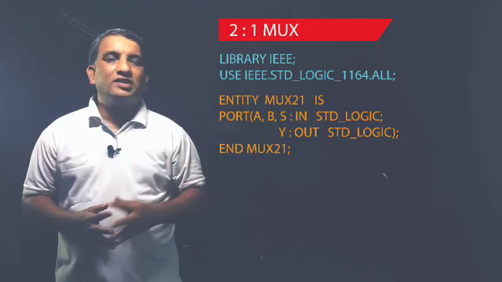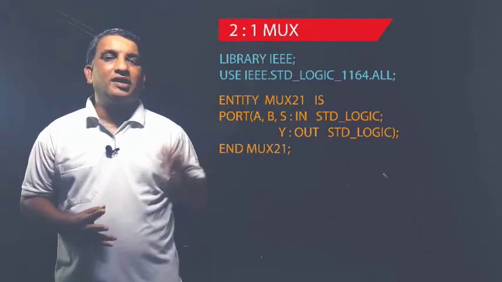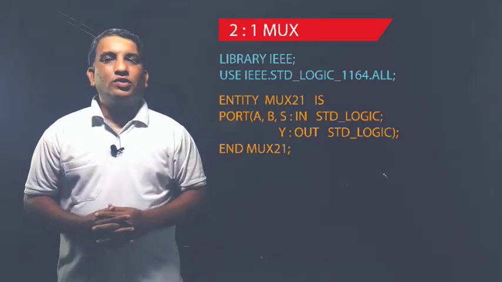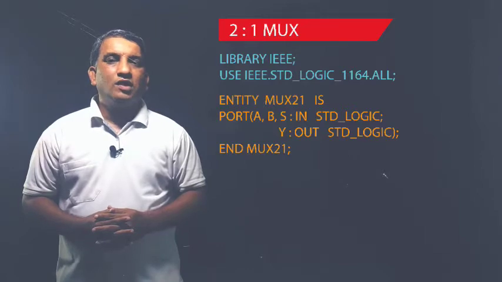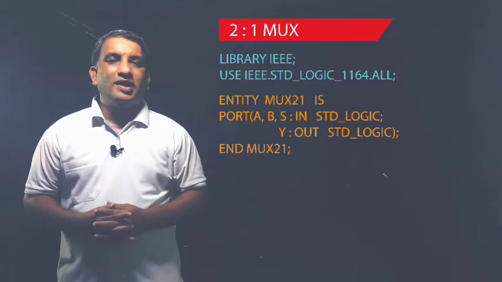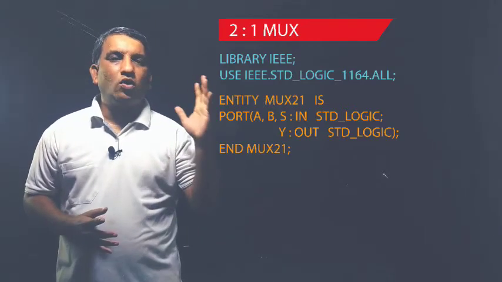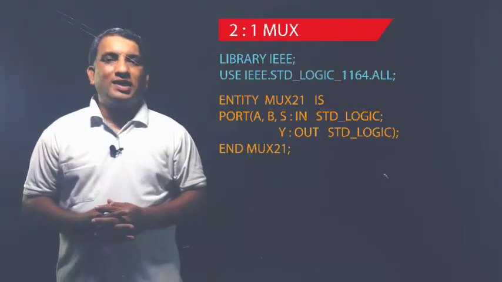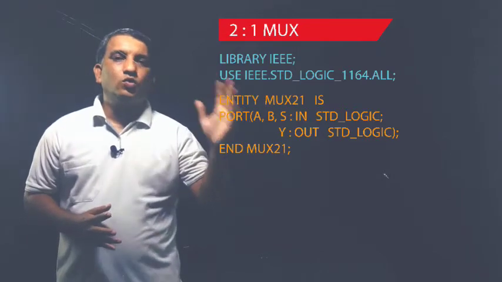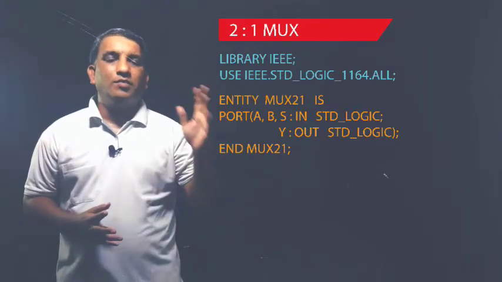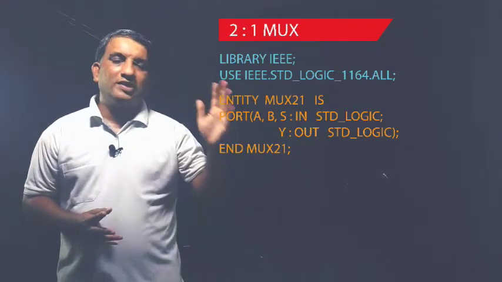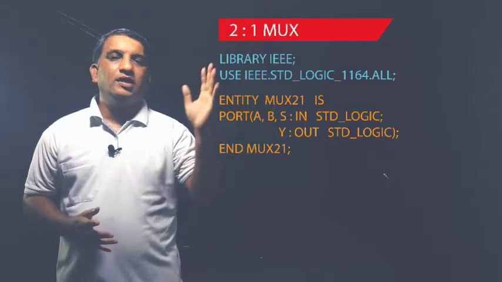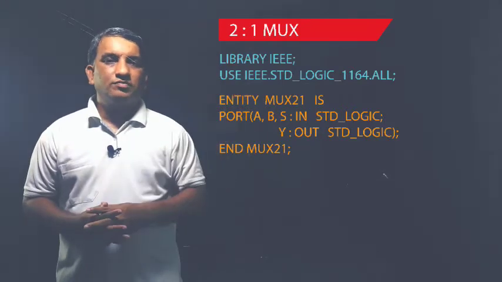So I will start with the entity. To start with the entity, I will write the entity keyword. After the entity keyword, I have to give a name to this entity. What name is to be given to the entity depends totally on the user or the programmer. So I will give the name mux21, and after that I will put the keyword is. So the complete line will become entity mux21 is.